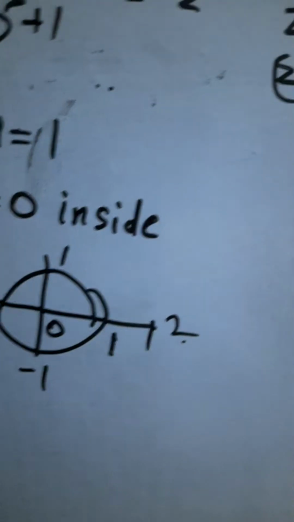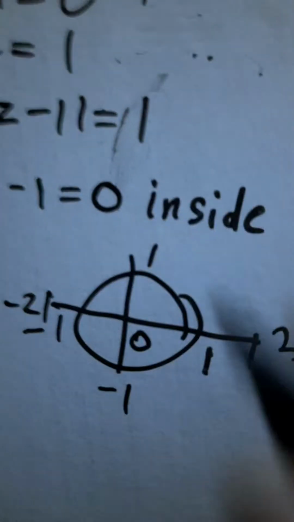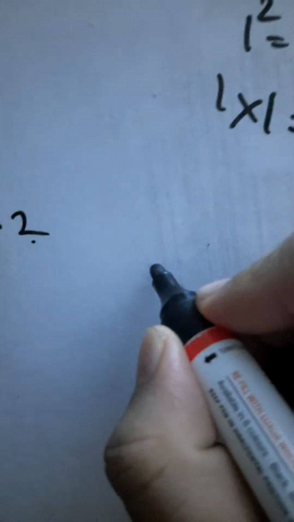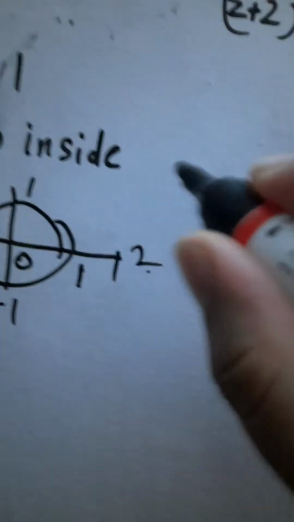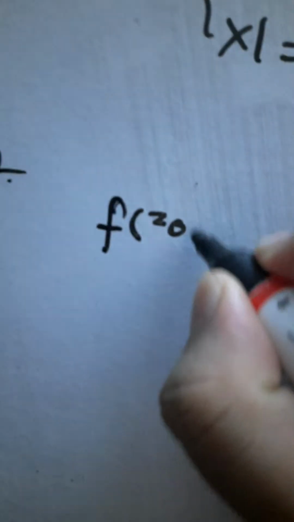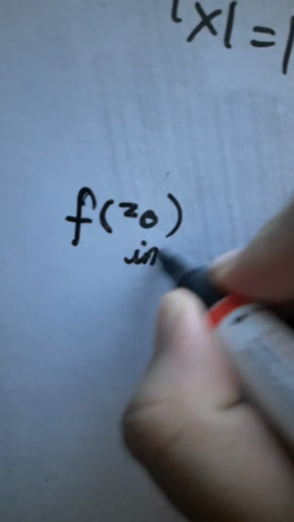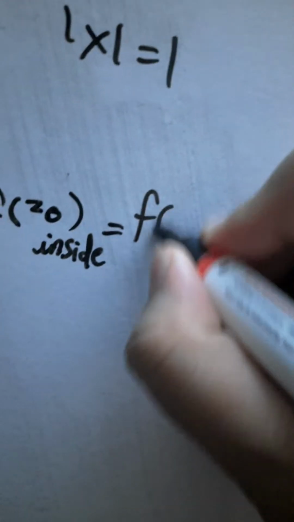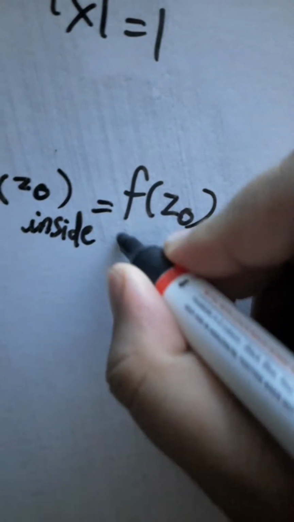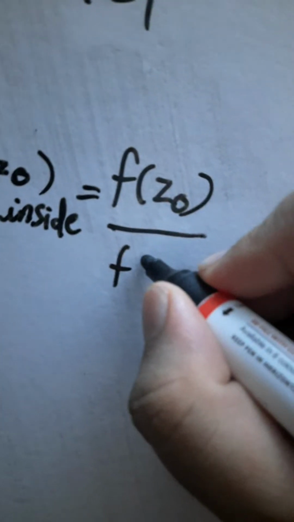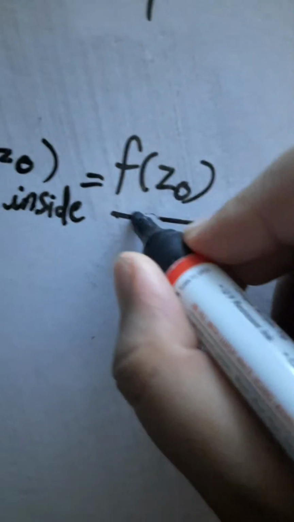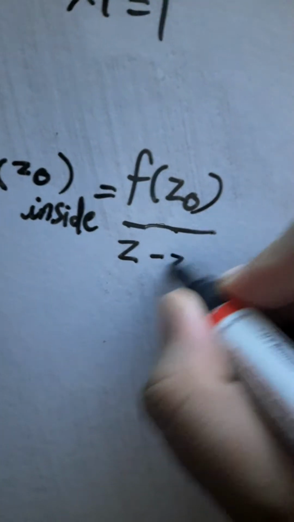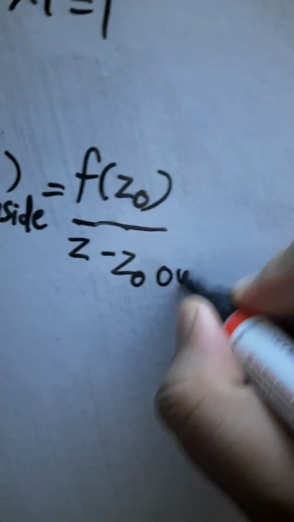So when we have a point outside the circle, okay, let me show you. We have to take f of z naught for the point inside, which is equal to f of z naught by z minus z naught for the outside function, right?